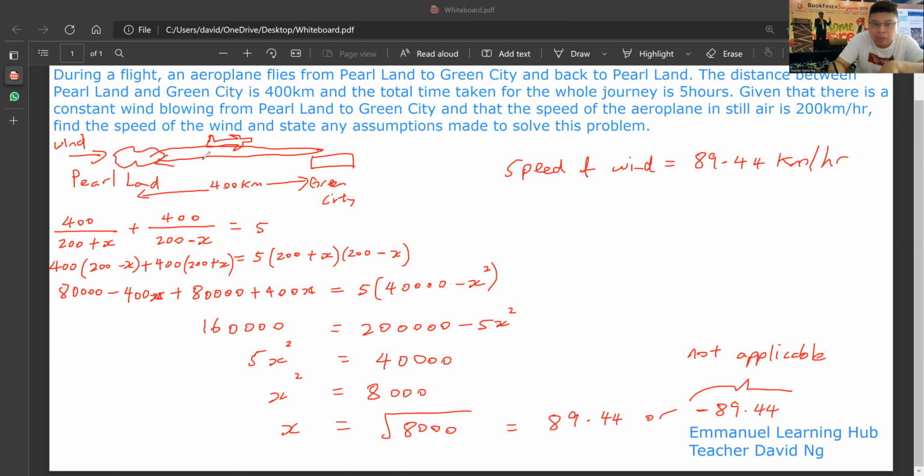Okay, what's the assumption you make? The assumption you make is the aeroplane, right, did not stop at Green City, but fly straight back to Pearland when it reaches Green City. That's the assumption you make.